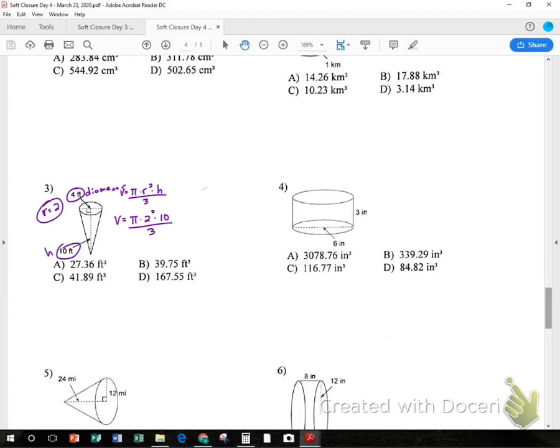Calculate pi times 2 squared times 10, equals, divide by 3 equals 41.88. So 41.9 feet cubed. Oh, there's answers. I choose C. For sure C.